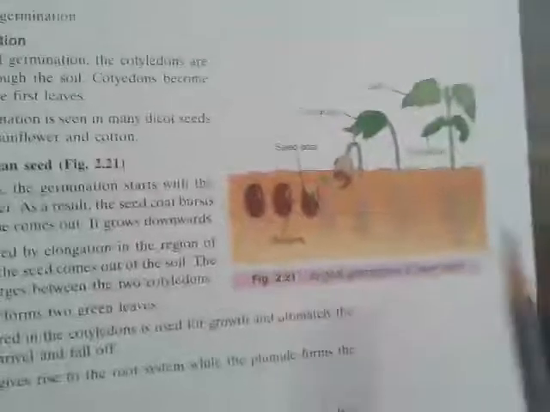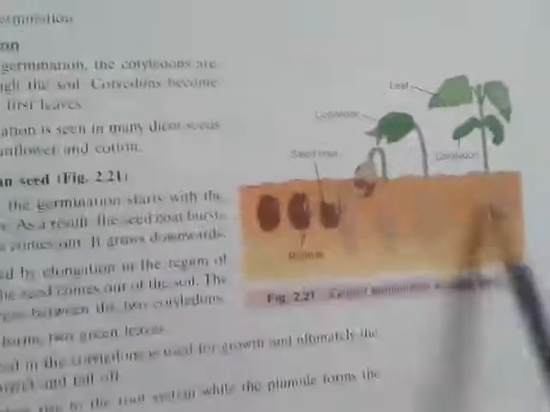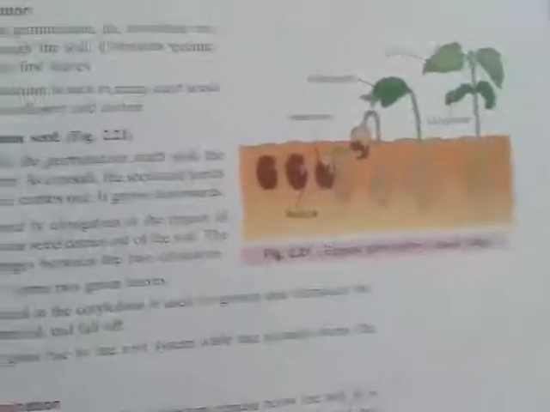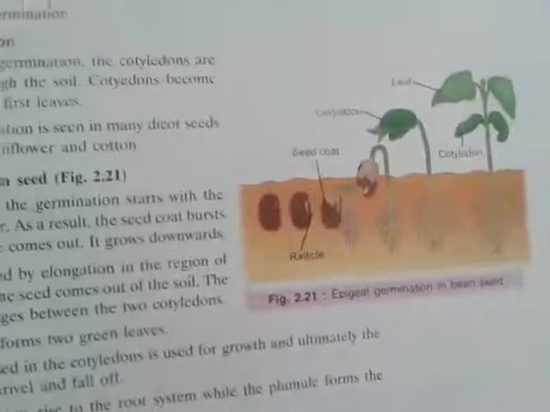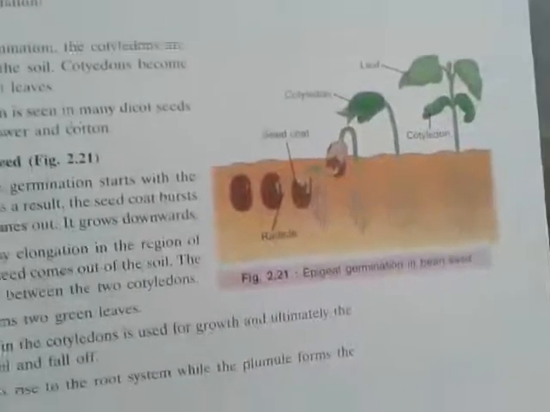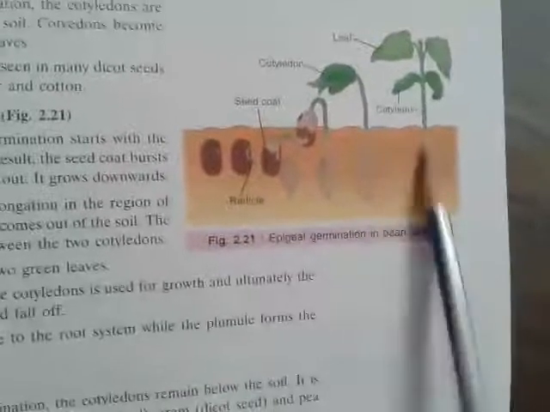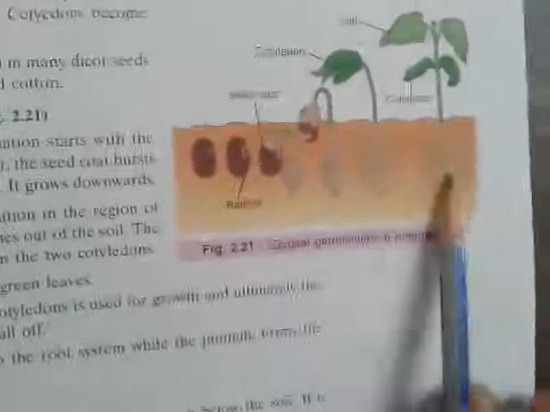In this type of germination, the cotyledons are pushed above through the soil, and the cotyledons become green and form the first leaves. Epigeal germination is seen in many dicots like bean, castor, sunflower, and cotton. So this example of epigeal germination is found in the dicot system, not the monocot system.